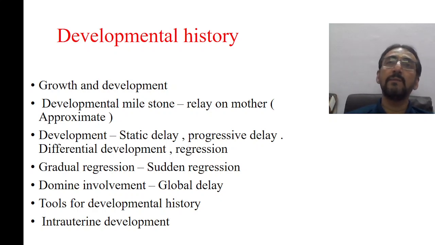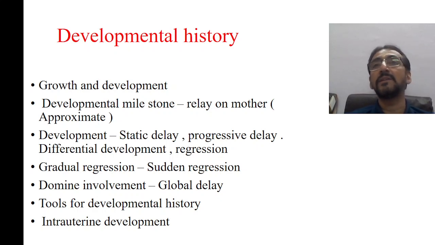Now, we have to see whether this developmental delay is a static delay, or a progressive delay, or a differential development, or a regression. What I mean to say is, suppose the motor milestone, head control, is delayed by 1 month. Another important gross motor milestone is rolling over. That is also delayed by 1 month. Okay. And another is sitting with support.